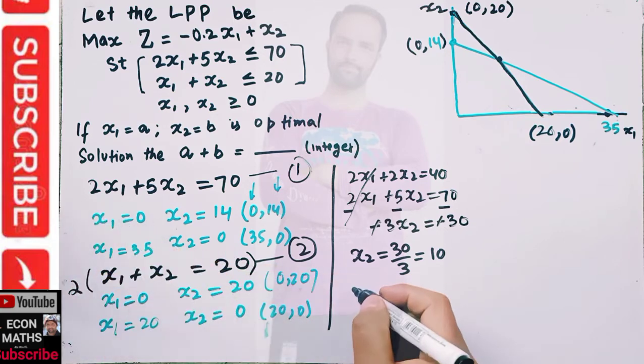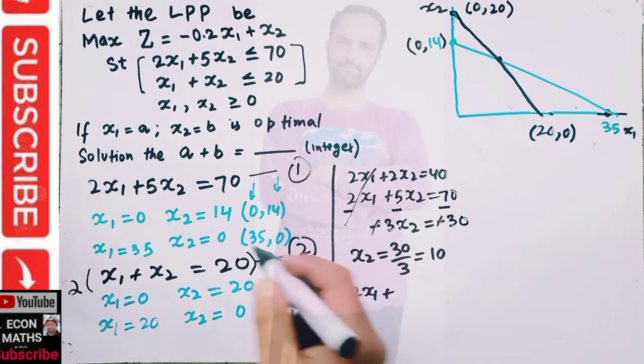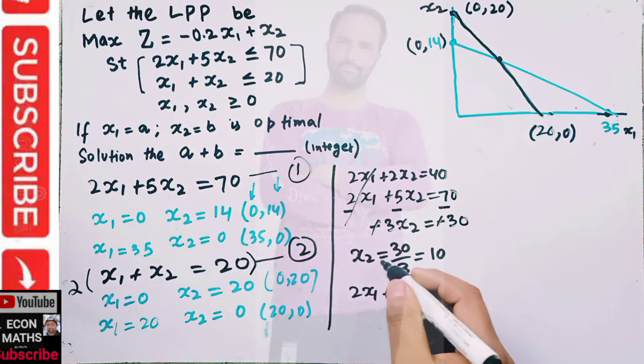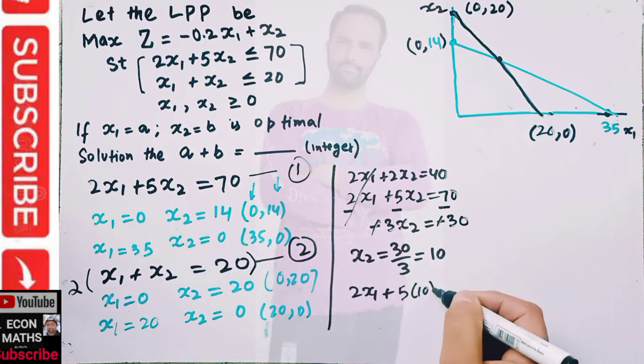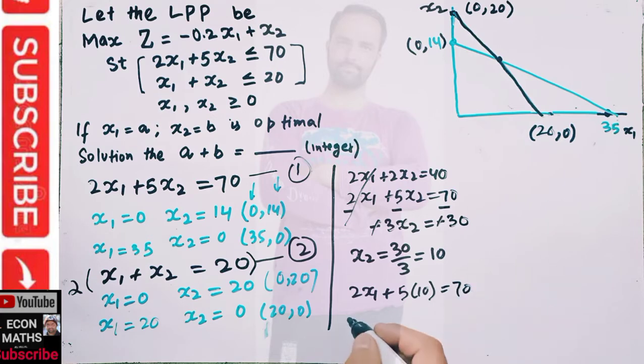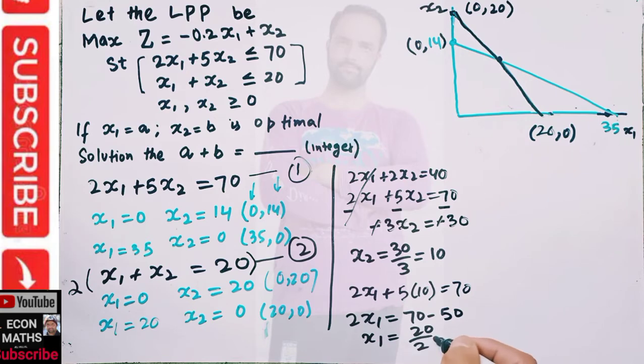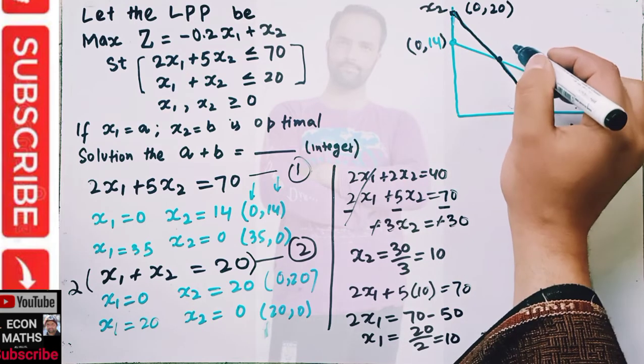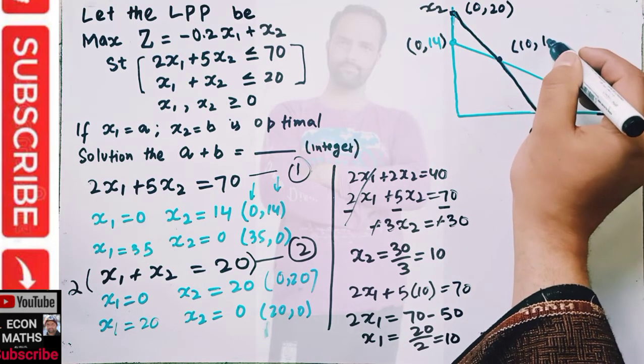So we have 2x1 plus 5 times the value of x2, which is 10, equal to 70, which means 2x1 is equal to 70 minus 50, so x1 is equal to 20 upon 2, which comes out to be 10. So the coordinates of this point are 10 and 10.